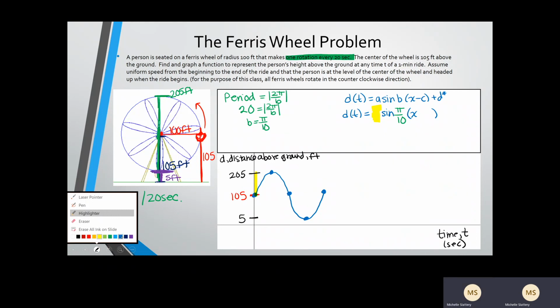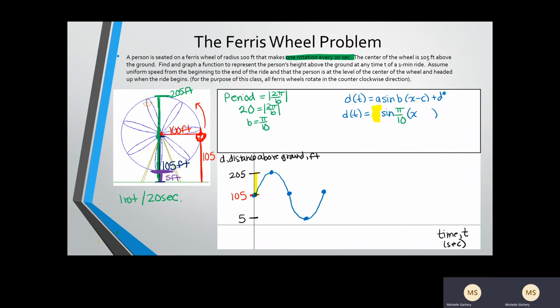So let me grab a color. I'll put that in purple. So my, oops, highlighter in my pen. So if I go ahead, my A value is going to be 100.